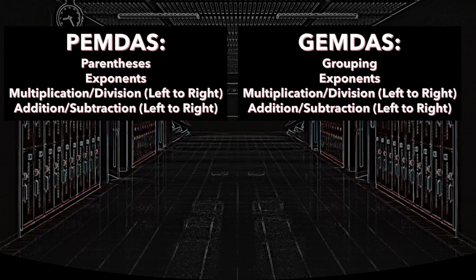But GEMDAS: the grouping signs, parentheses, brackets, and braces, they're all the same. Exponents, I said we didn't go over those today. Multiplication and division from left to right, and addition and subtraction from left to right. So that's a reflection over the things we've done previously.